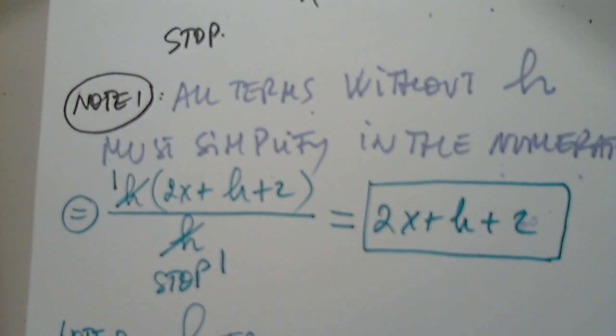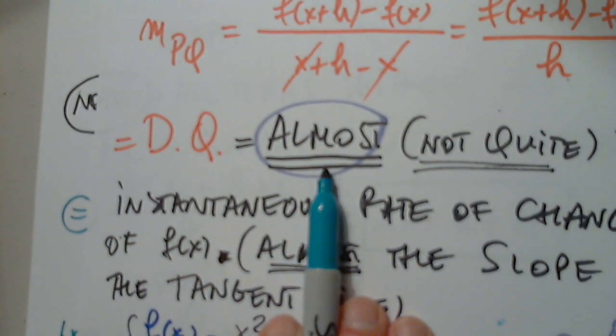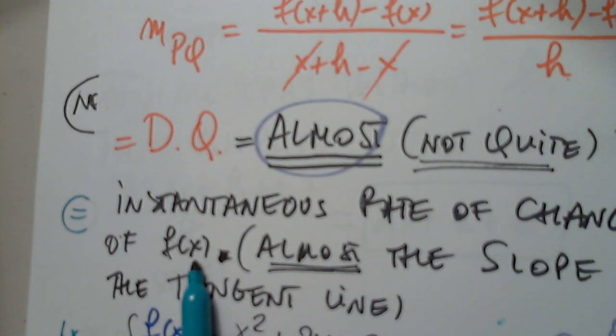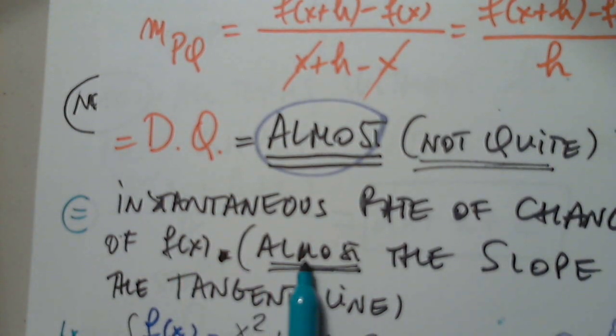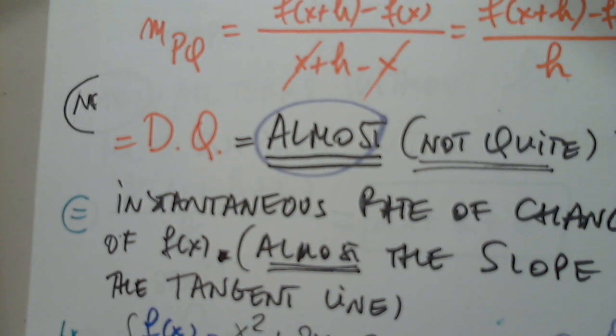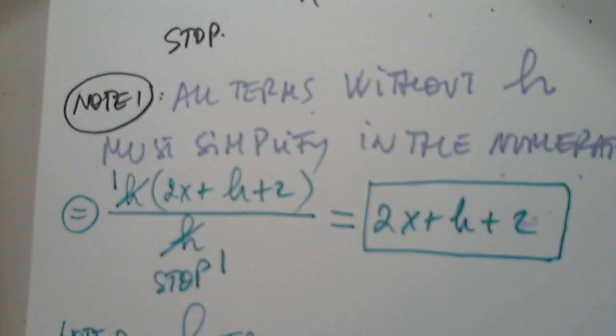What is this? It's almost the instantaneous rate of change of the function. It's almost the slope of the tangent line. Well, something follows here when, and we will learn that when. Okay? Any questions?